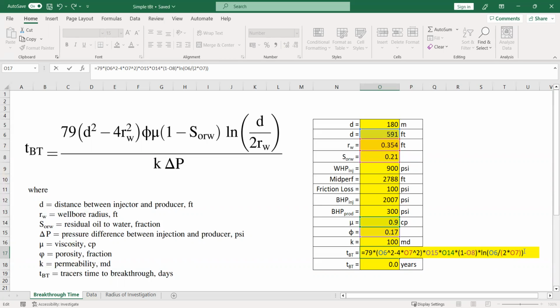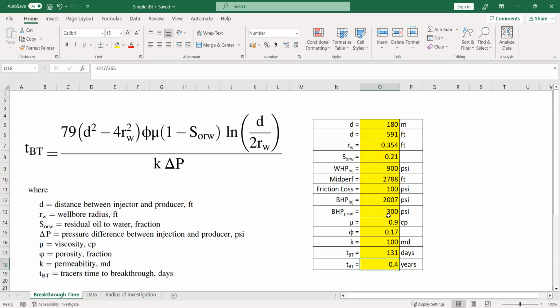All right, and then everything here divided by open parenthesis permeability 100 millidarcies multiplied by the delta P, bottom hole pressure of injector minus bottom hole pressure of producer. Close and close again. All right, so I have my breakthrough time in 131 days. Or if you divide it by 365, it's around 0.4 years.